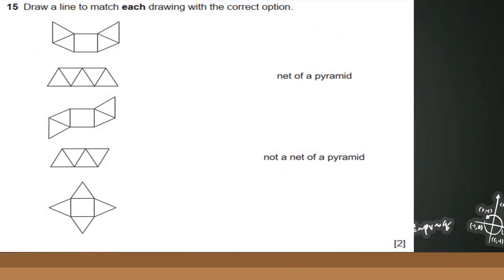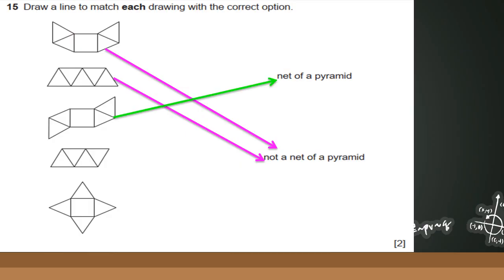We need to match the net with the correct option, net of a pyramid or not a net of a pyramid. So the first one, not a net of a pyramid. Then not a net of a pyramid. 1, 2, 3, 4, 5, although it's 5 parts, it's not a net. The third one is a net of a pyramid, because it has 4 triangles, and then the last one, a net of a pyramid.